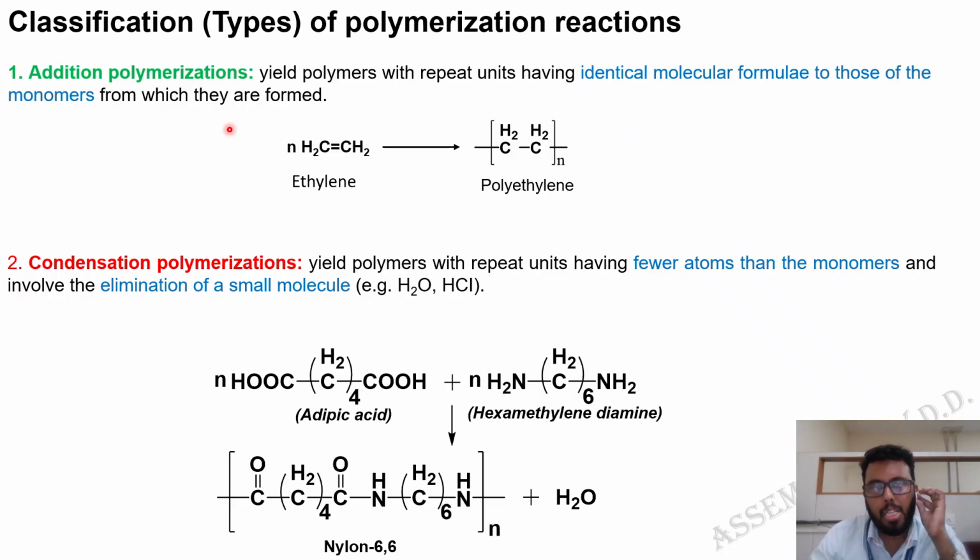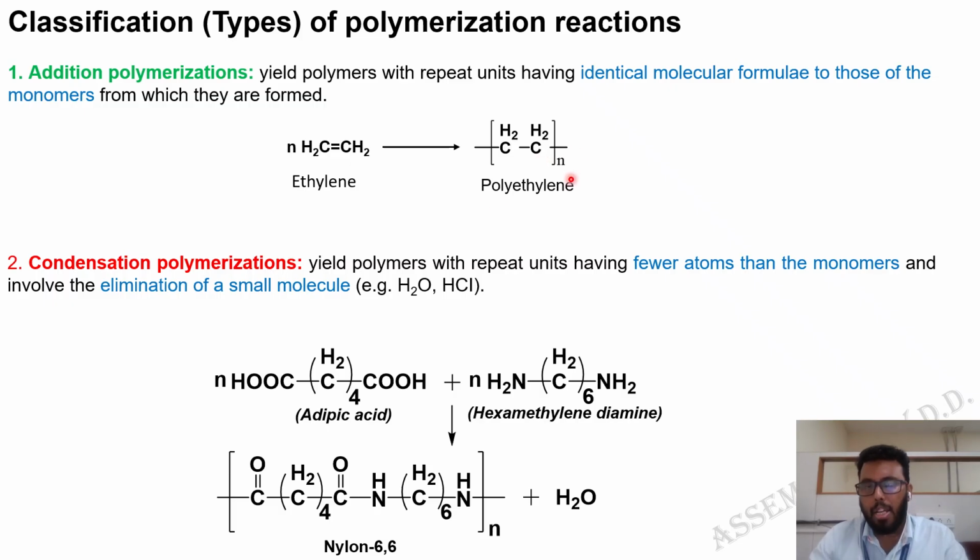Addition polymerization is where the polymers have repeat units with an identical molecular formula to those of the monomers from which they are formed. So the molecular formula should be the same in the polymer and the monomer. For instance, ethylene and this one.